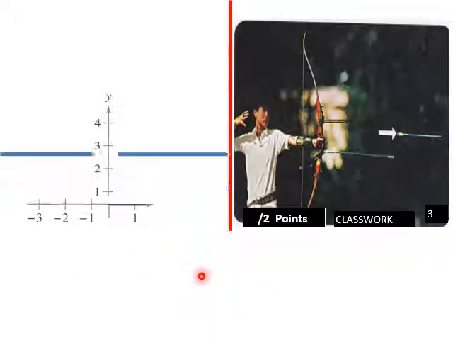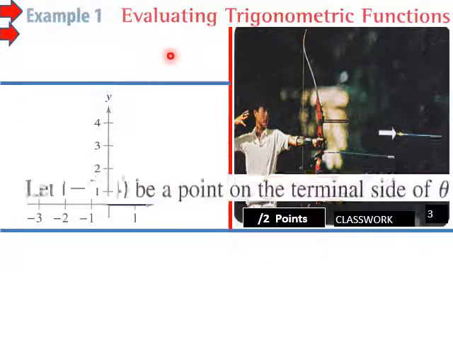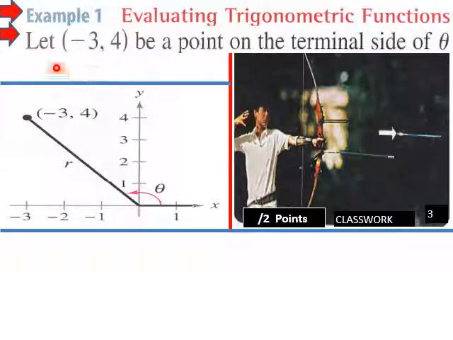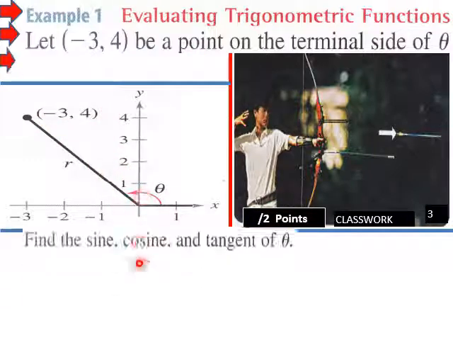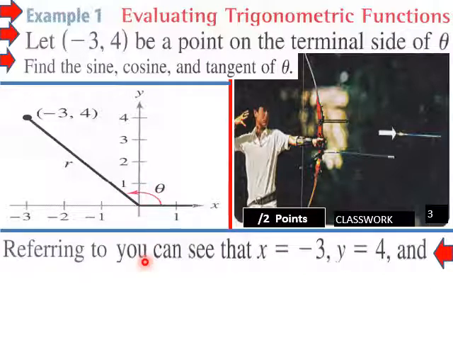Let's go into an example now of problems like this. Evaluating trigonometric functions. Let the ordered pair negative 3 and 4 be a point on the terminal side of theta here. So negative 3 and 4 over here in quadrant 2. Find the sine, cosine, and tangent of theta.